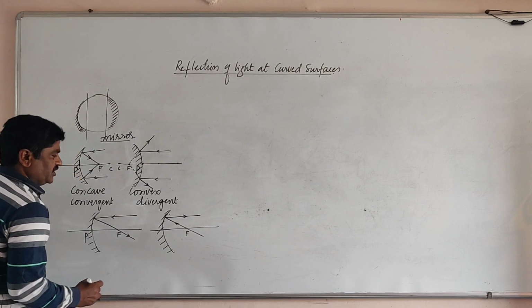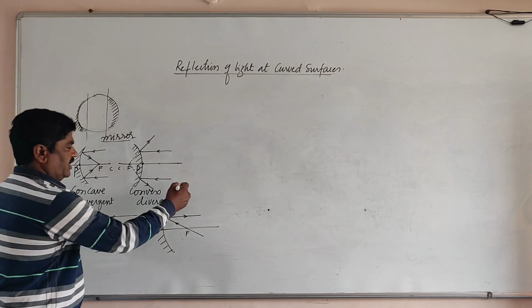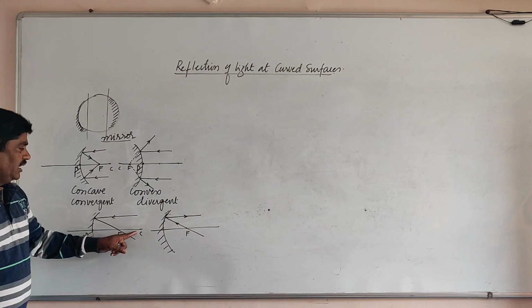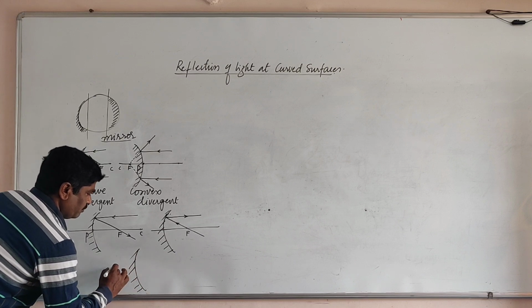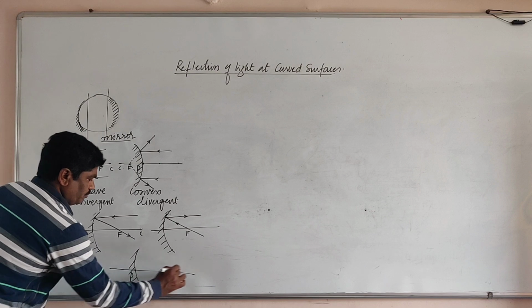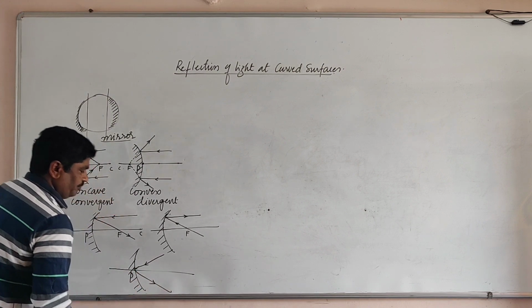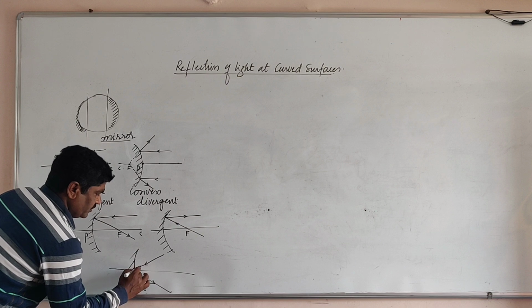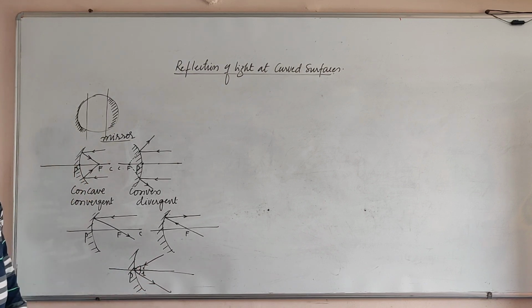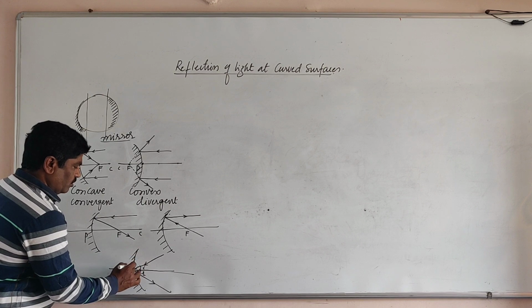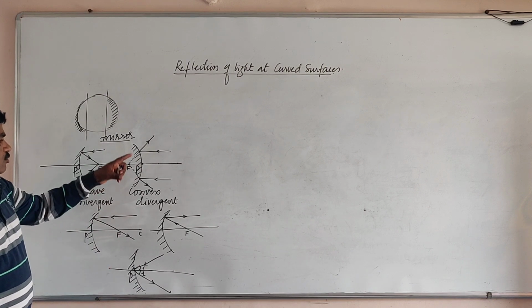And whichever line is drawn from the C, it is always normal to the surface wherever it touches. So the line which passes through C cannot be deviated. Like this, if the light ray meets at this point and is reflected, behaving like this normal, the incident angle and the reflecting angle are equal. So these are the rules to be followed while drawing the light rays incident on curved surfaces.